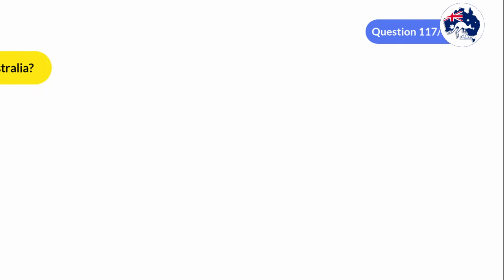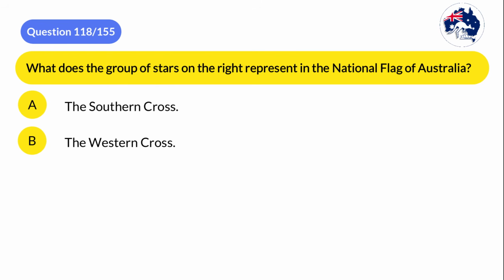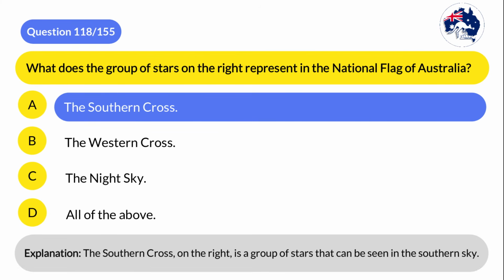Question 118. What does the group of stars on the right represent in the national flag of Australia? A. The Southern Cross. B. The Western Cross. C. The night sky. D. All of the above. The correct answer is A. The Southern Cross. Explanation: the Southern Cross, on the right, is a group of stars that can be seen in the southern sky.